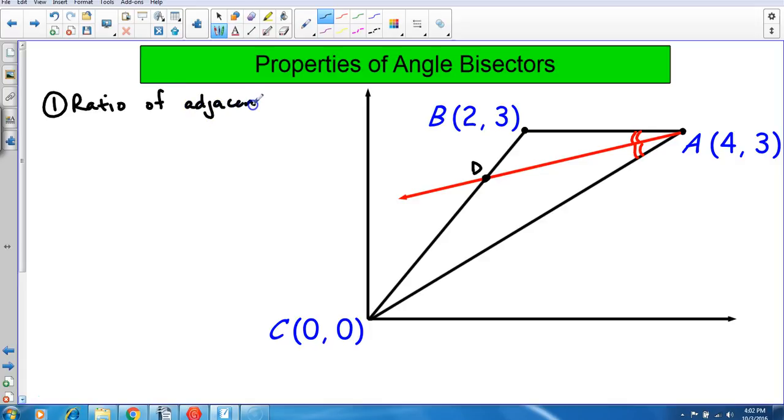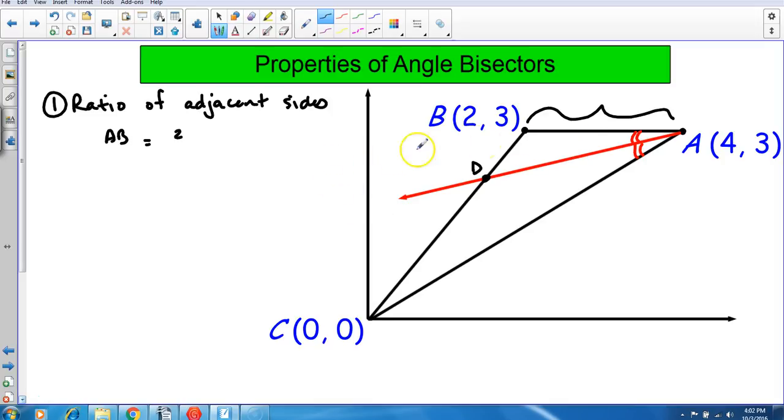We're going to use that to help us figure out where this angle bisector is going to intersect at this point of intersection D. So we're looking at the ratio of adjacent sides, and in order to do that, we need side lengths. The first side length is up here, from A to B. We're not moving any in the Y direction, which is nice. We're just going from 2 to 4, which tells me that AB is equal to 2.